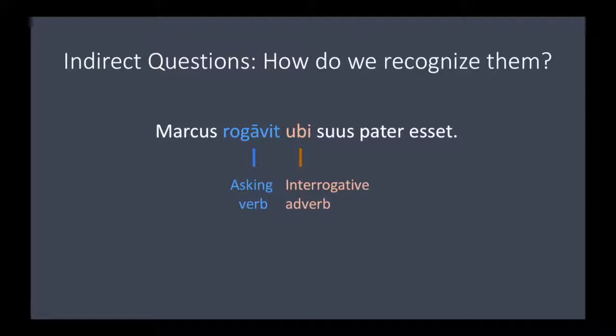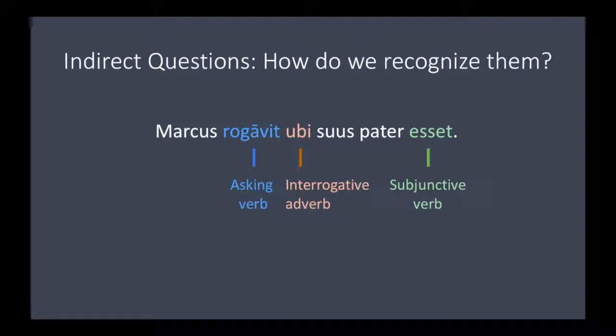For his father, remember that the antecedent of his is Marcus, so we should use a reflexive pronoun, or more properly the reflexive possessive adjective suus. His father also goes in the nominative case because it is the subject of our dependent clause, so suus pater. Finally, the verb was should be subjunctive.